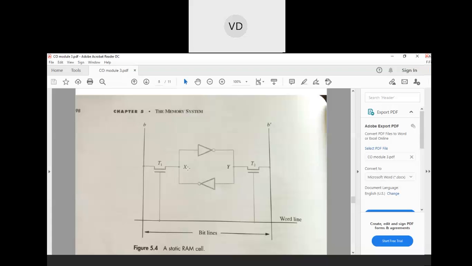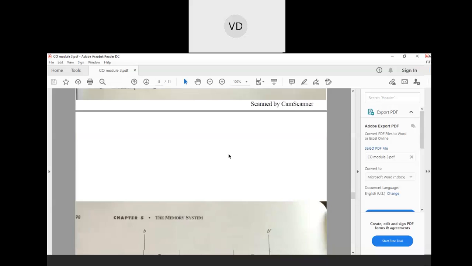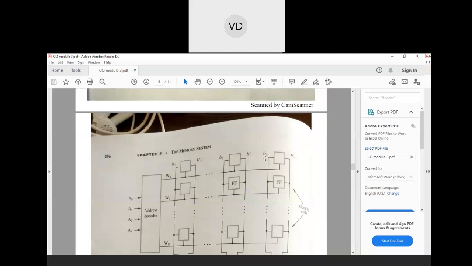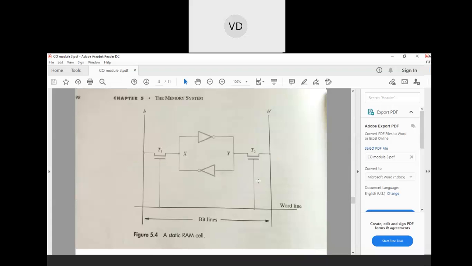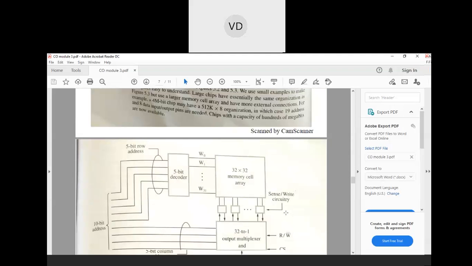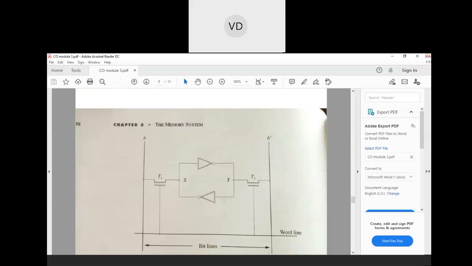Plus we have two transistors here, T1 and T2. These T1 and T2 are also acting as switches. Now we have seen b and b dash in the previous example. Each bit had its original value and its complement value, original and complement, is it not? In the same manner, this is how one cell is organized. These transistors are connected to the word line. We have seen W0, W1, these are the word lines. That is how they are connected here to the word line.